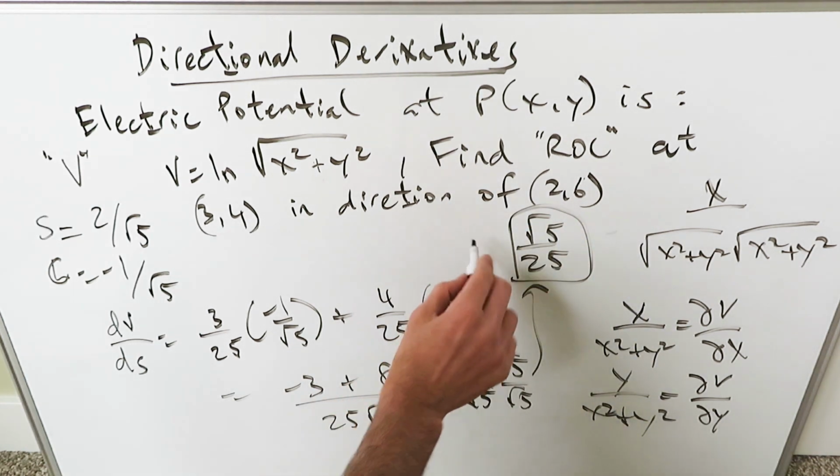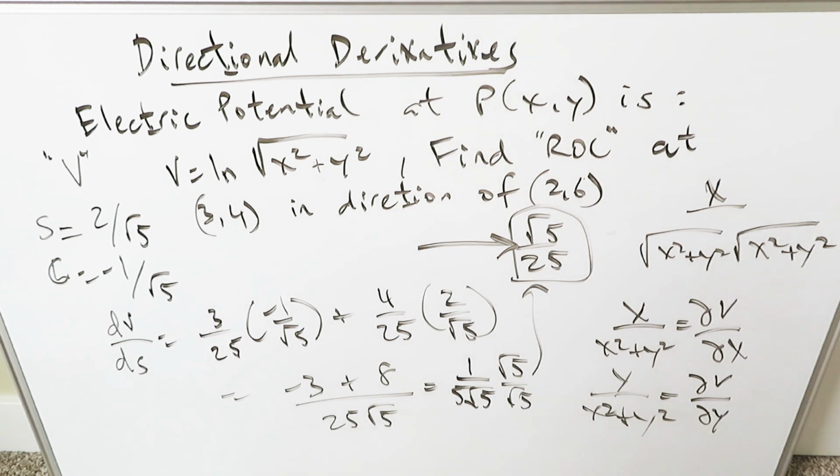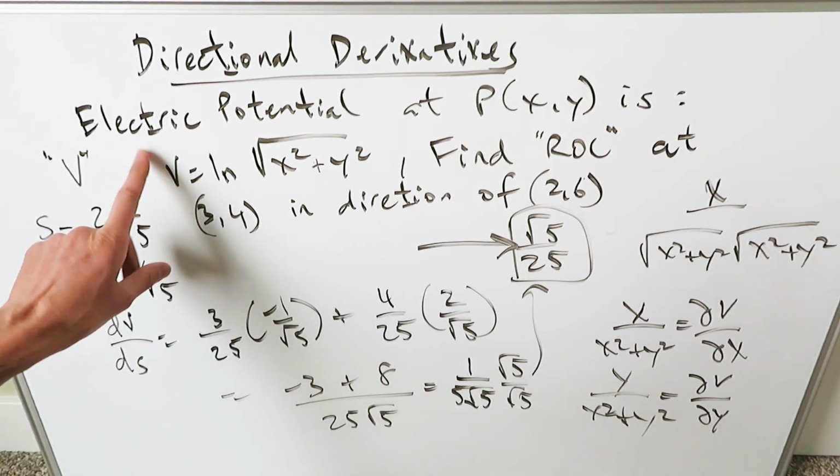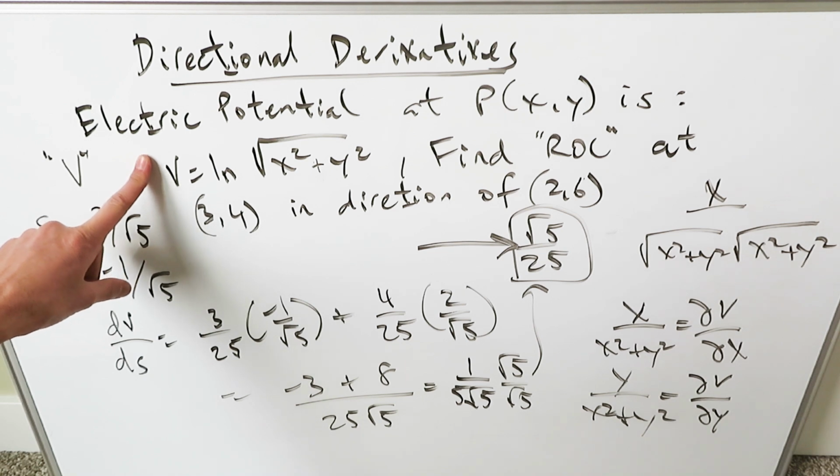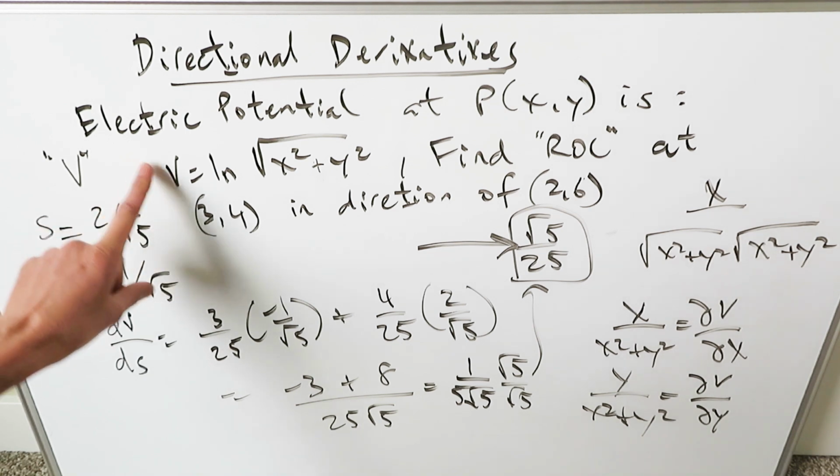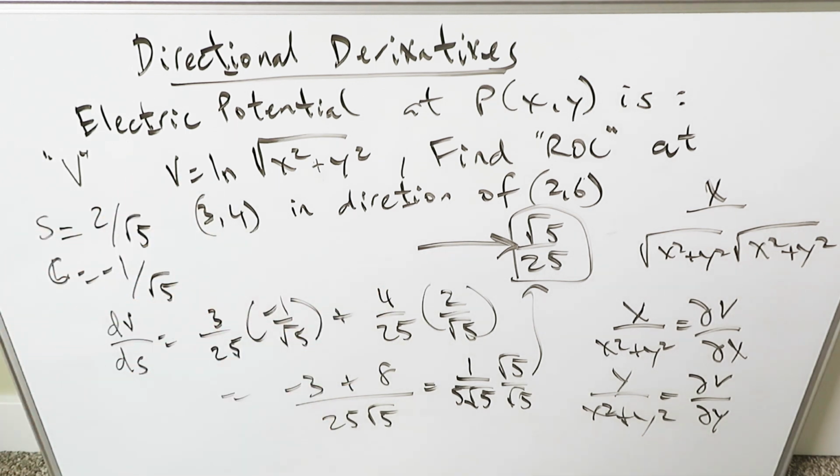What does this represent right here? This right here is our rate of change, or my directional derivative for this particular system, which is representing a certain electric potential at a particular point in a particular direction.